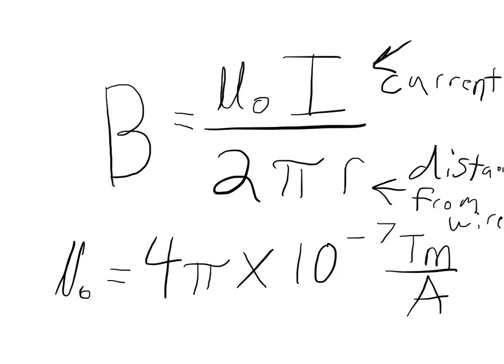Mu naught is a constant. It's 4 times pi times 10 to the negative 7th Tesla meters per amp. That's the equation. You'll get some experience with it tomorrow, but make sure you have it written down.